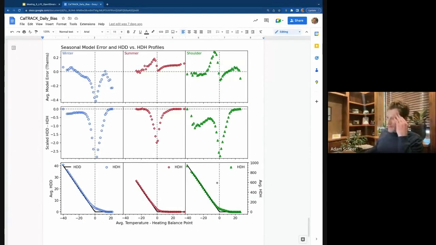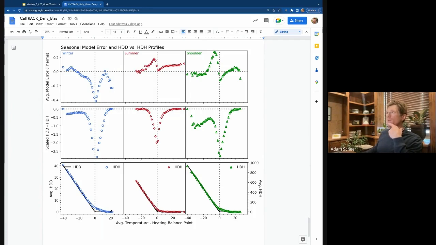So this is something I did a while back, so give me a moment to remember what I did here. The x-axis is our same average temperature minus heating balance point, and we're looking at a population of meters here. So this isn't just 1 meter; these are many thousands of meters. I think these are also the gas meters. Yeah, these are definitely also the gas meters. And the bottom graph is showing heating degree days in the black line, and heating degree hours in the blue dots. Again, winter is in blue, summer in red, and shoulder in green.